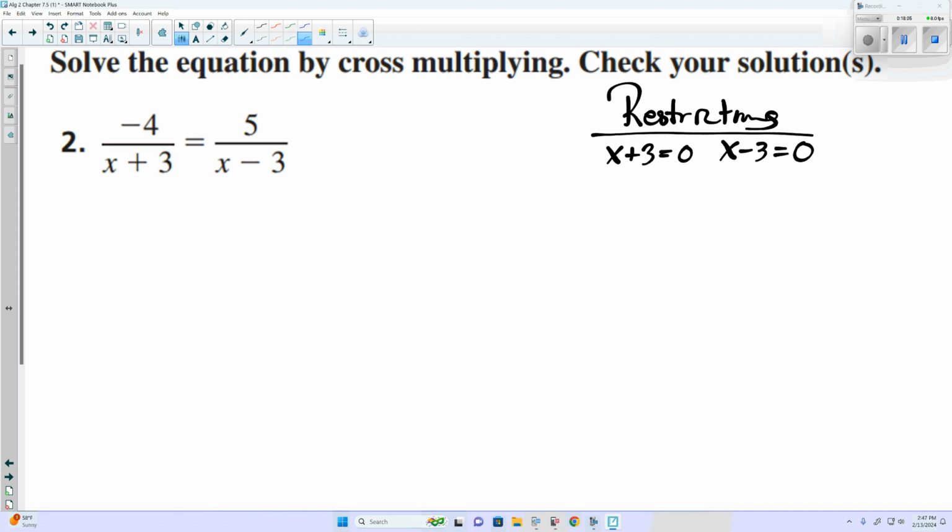So they're already simplified. For our restrictions, the x plus 3, we would subtract 3, telling us that if x is negative 3, one of the denominators would indeed be 0. So x cannot be negative 3. And 3 for the other one. Because if x is positive 3, one of the denominators would be 0. So we cannot have positive 3.